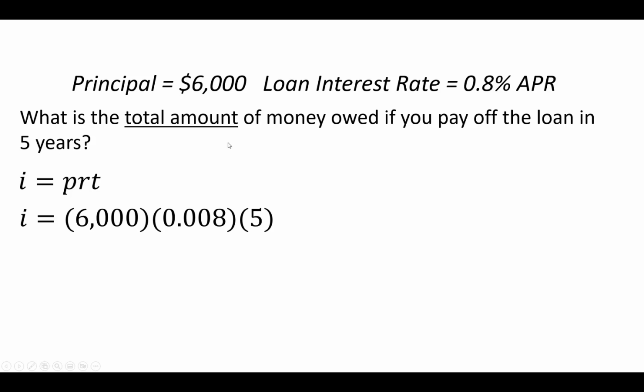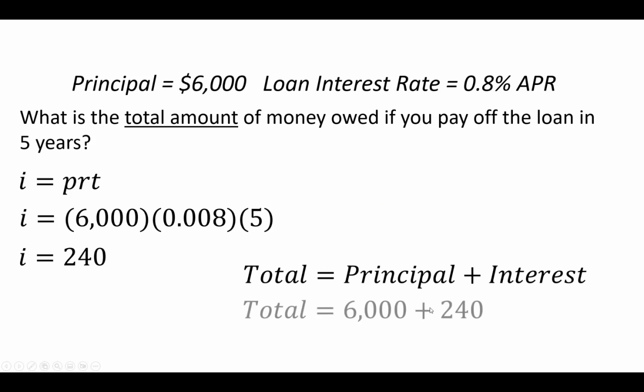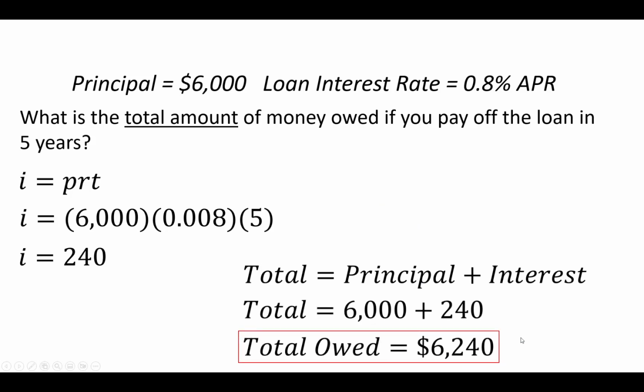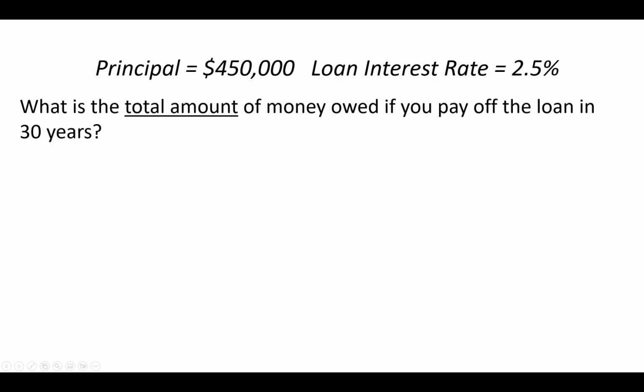So for 5 years, 6,000 times 0.008, the decimal moves 2 places to the left, for 5 years. And so this is your interest, $240. Now, when you borrow $6,000, you actually have to pay back $240 along with it. So you pay $6,240. All right, we're going to do another one here. We're going to use Desmos.